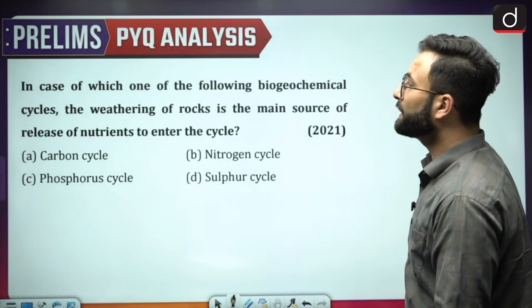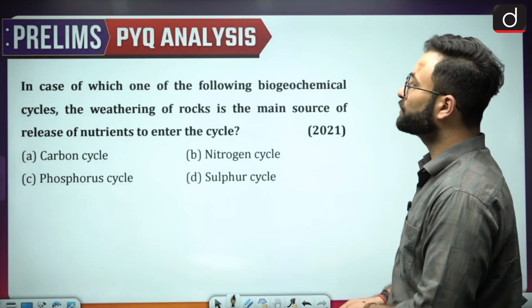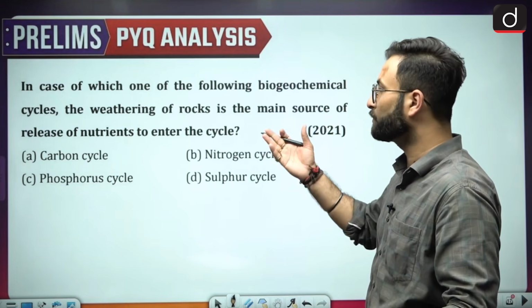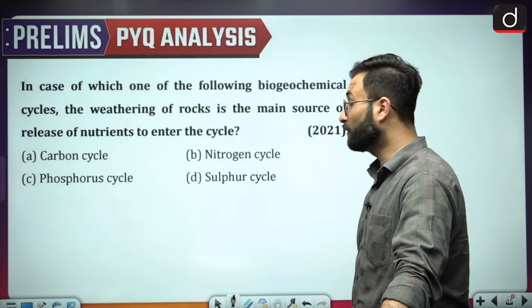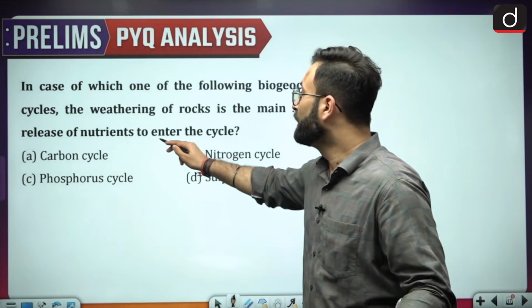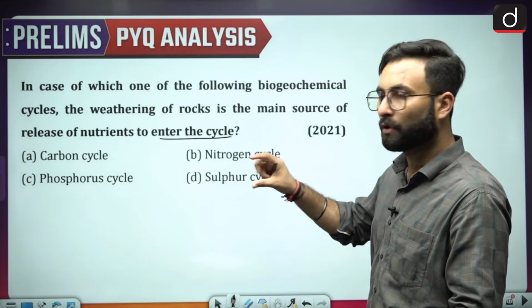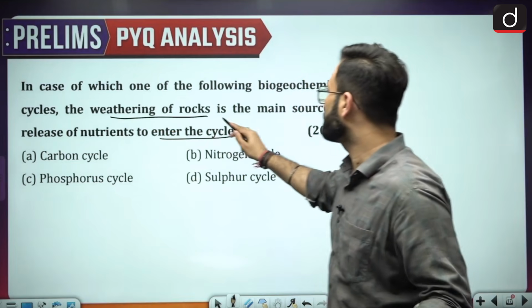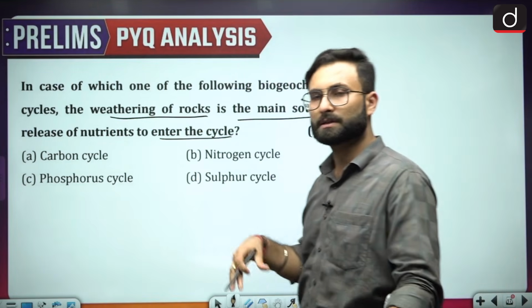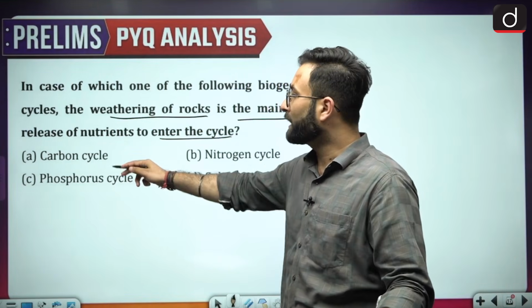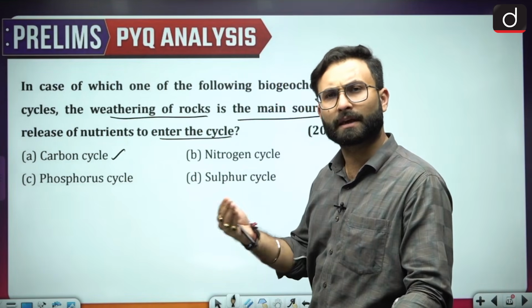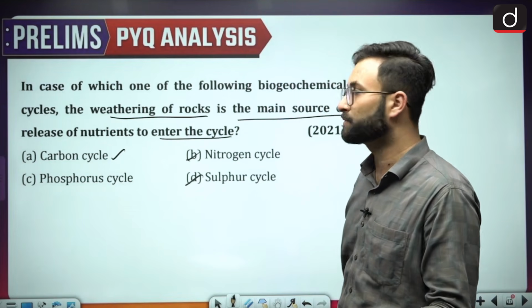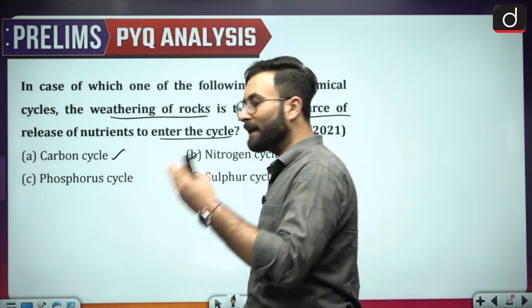Coming to the next one, in case of which one of the following biogeochemical cycles is weathering of the rocks the main source of the release of nutrients into the cycle? So basically they are asking which of the following cycles has weathering of rocks as the main source of release of nutrients into the cycle. When we talk about carbon, it is there in the gaseous form. Coming to the next one, nitrogen, sulfur, these are in the gaseous form, so they do not have to rely on the rocks over here.